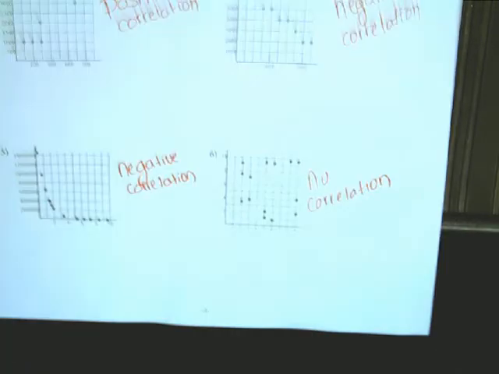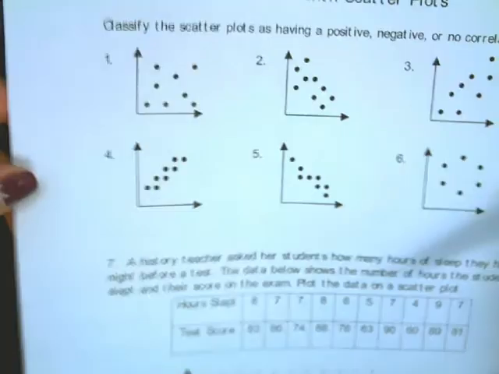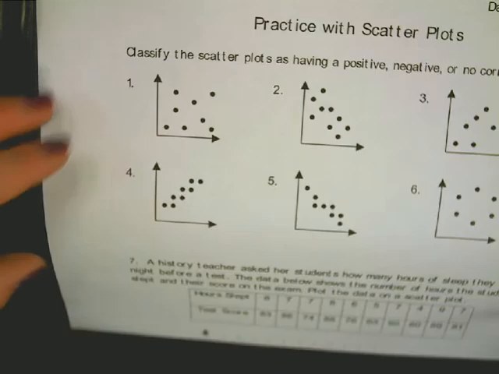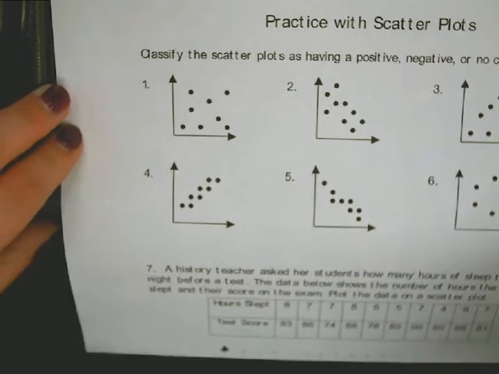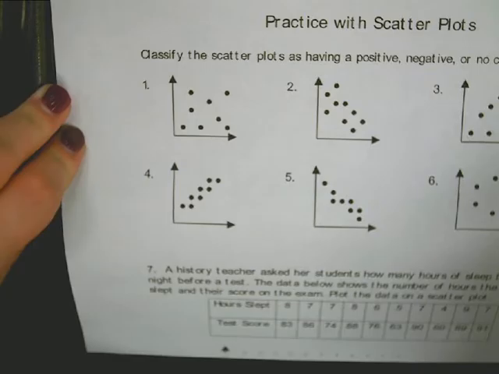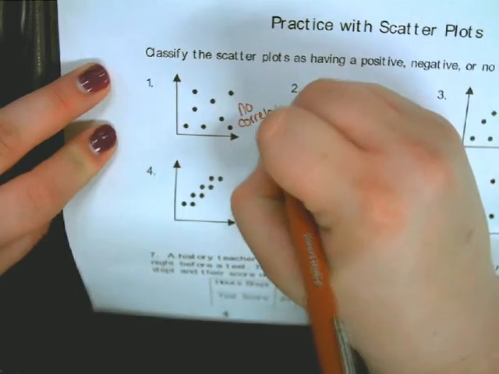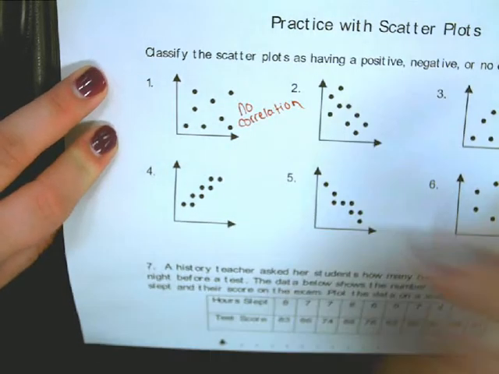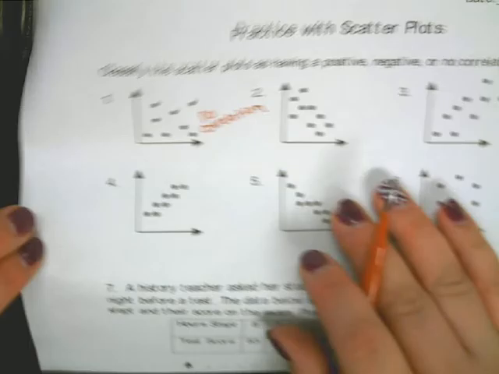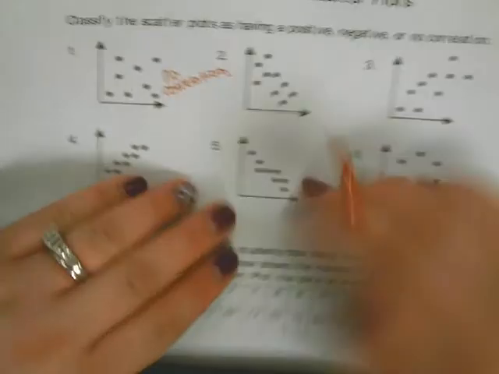Okay, let's try a couple other ones. Again, you do not need to be copying these into your notes, just following along. Number 1, positive, negative, or no correlation. I would say it's a no correlation. They're all scattered around, you can't figure it out. Number 2, positive, negative, or no correlation. That would be a negative.